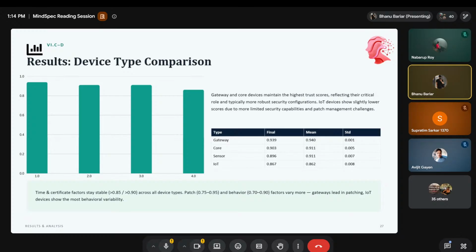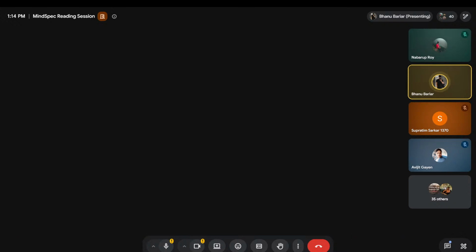This is as shown in the figure and corresponding statistics. Gateway devices maintain the highest trust score. This is expected because gateways typically receive frequent software updates, strong security policies, better hardware, and stricter administrative controls. But core servers also maintain high trust values because they represent critical infrastructure requiring continuous monitoring.